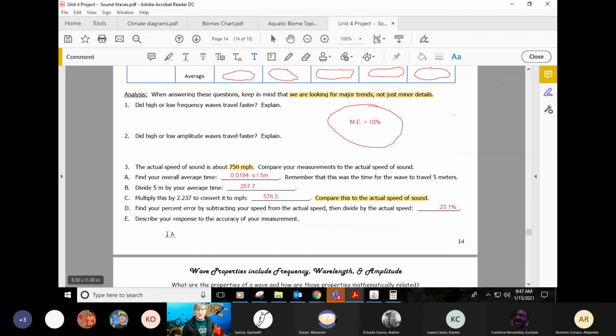So what you're going to do is describe your response to this accuracy. You're going to write something about that. Don't start now because we're going to finish up class here. I'm going to tell you what I'd like you to do on your own.